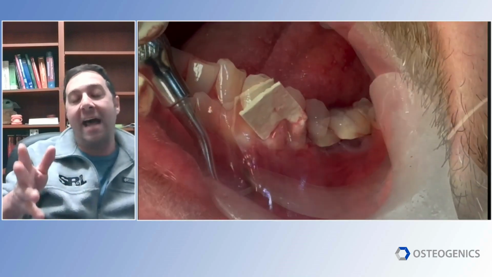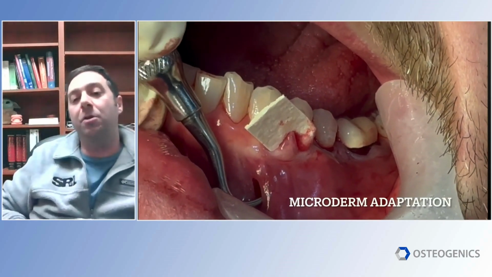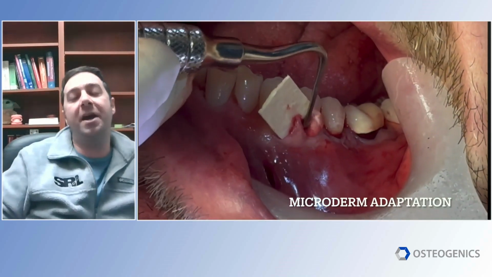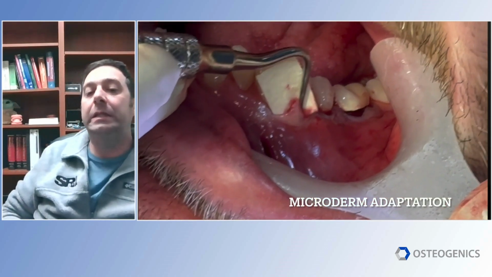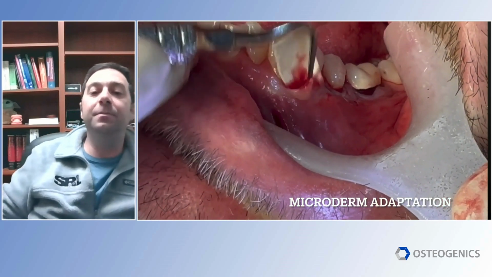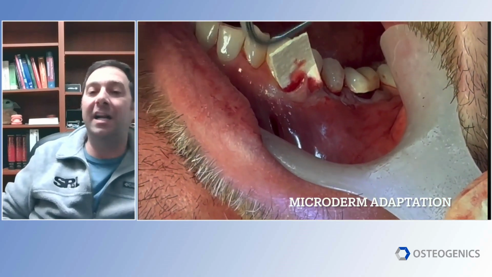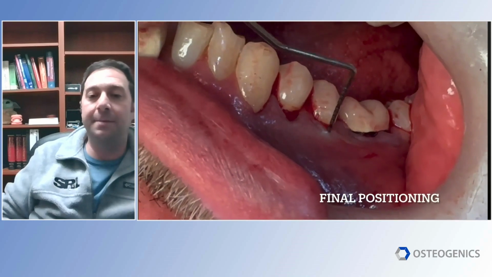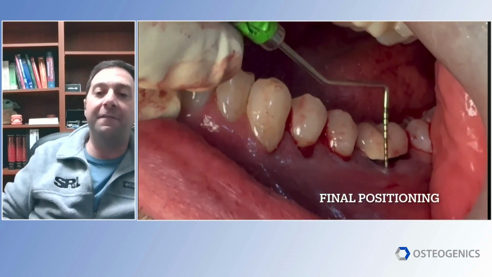Now, I was once asked the question, why didn't you insert it through the vestibule? To do that in this situation, I would have had to elongate my vestibular incision, and the vestibular depth wasn't long enough. I didn't feel comfortable making a longer vestibular incision to insert the graft through it.